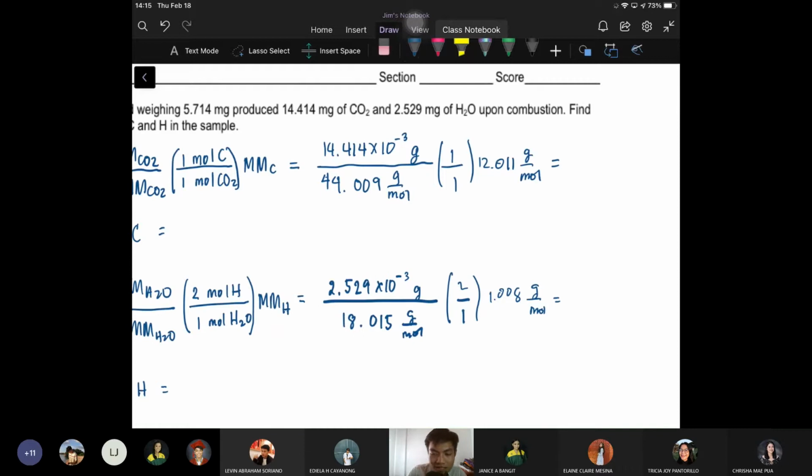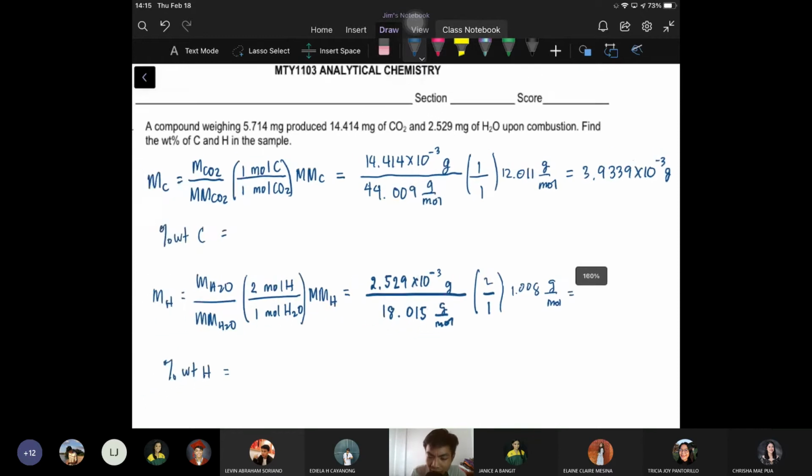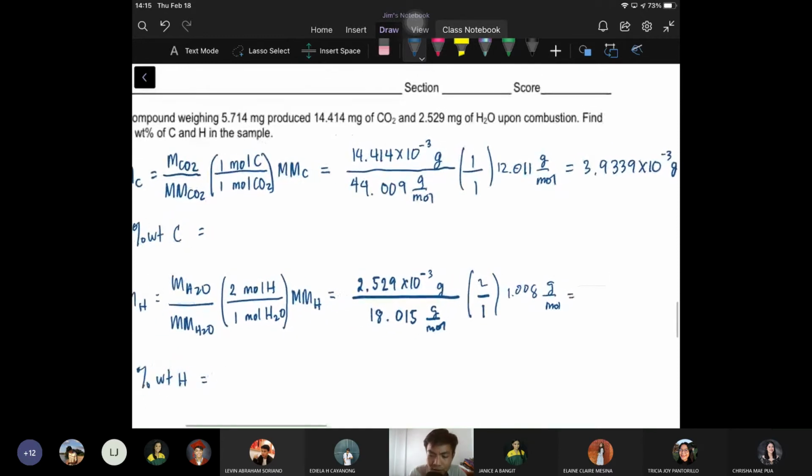Question, bakit 4 decimal places? Kasi, yung analytical balance kasi 4 decimal places siya. Kaya yon nakasanayan na lang. 9339. Okay, so that will be the mass of our carbon. So to get the percent weight of carbon, that is mass carbon divided by mass sample times 100%. Okay.